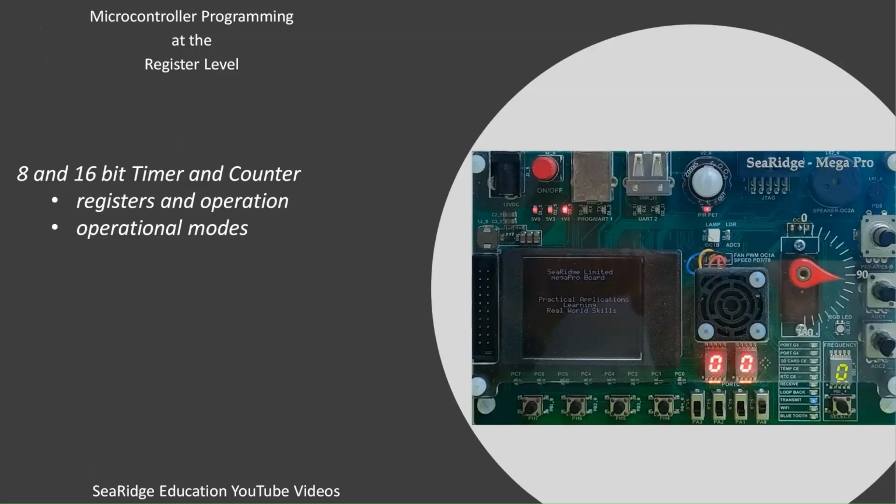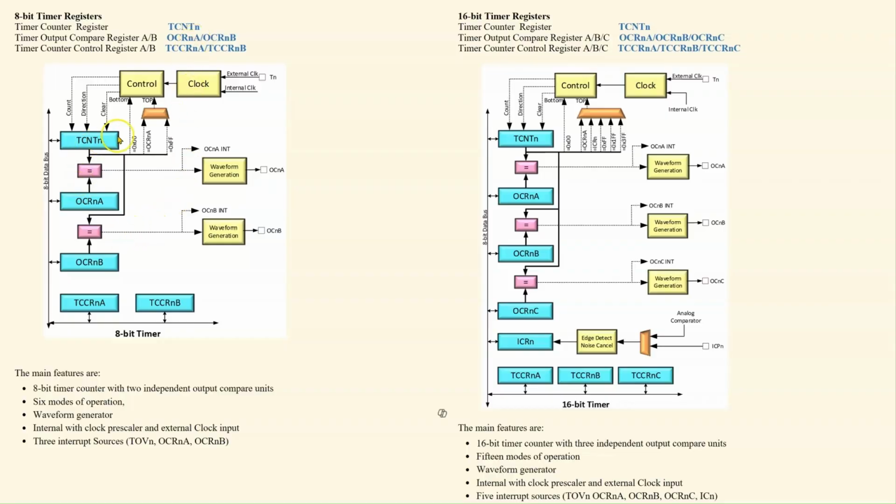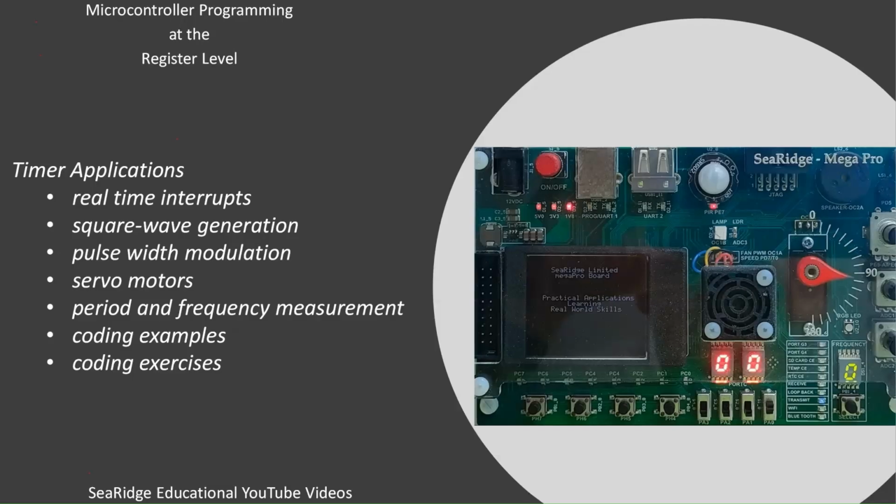I look at the 8 and 16-bit timer counters. I explain how the system works and how to program the onboard registers. I show how the timers can be used for real-time interrupts, square wave generation, pulse width modulation, how to control servo motors, and how to measure period and frequency.